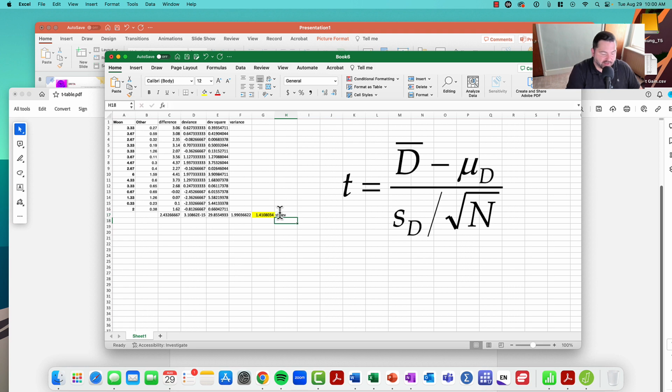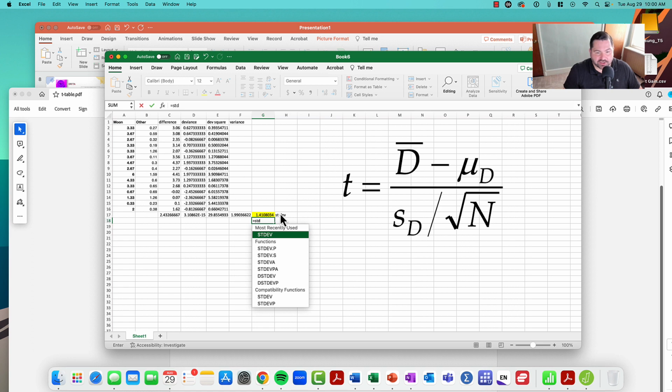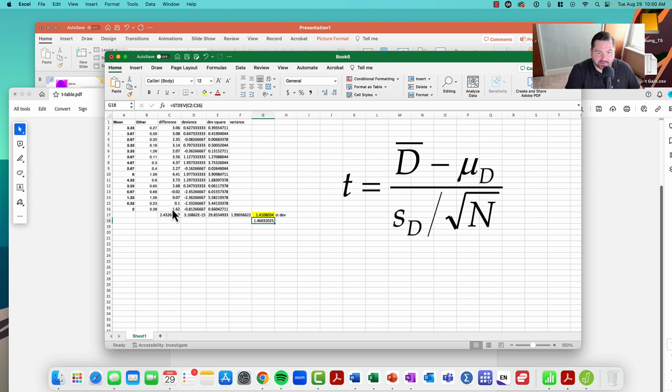And I could verify that to make sure that my math is correct by typing equals standard deviation. I can run my standard deviation of the difference scores, and I get the exact same number. So that's how I know that I calculated those numbers correctly. The other aspect of this that I need is the square root of the sample size.